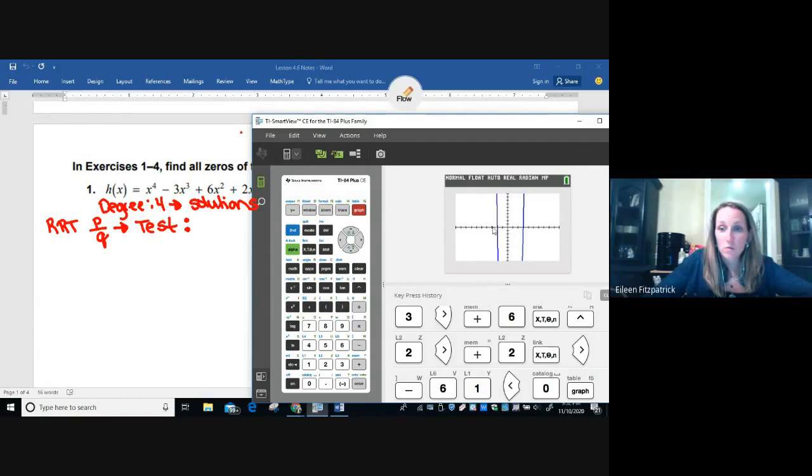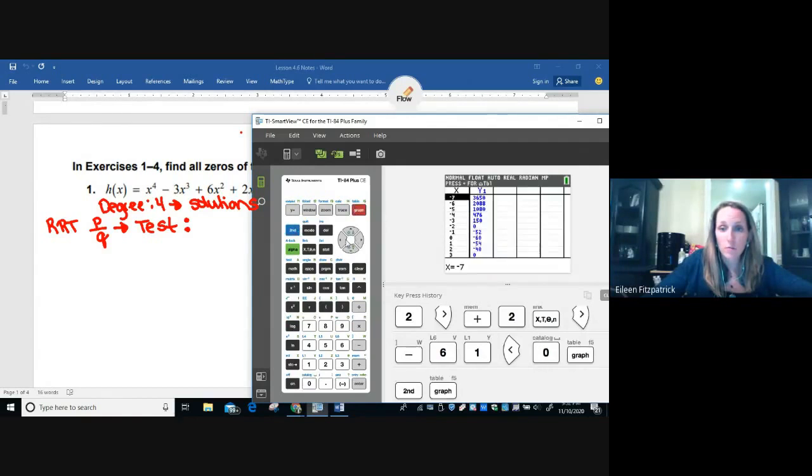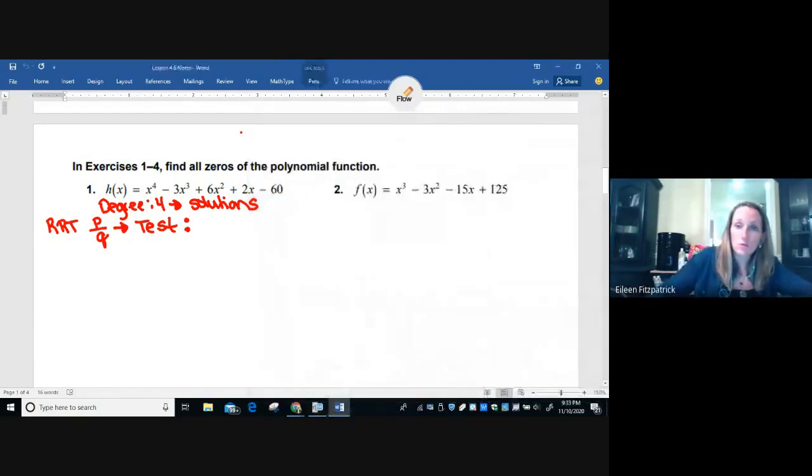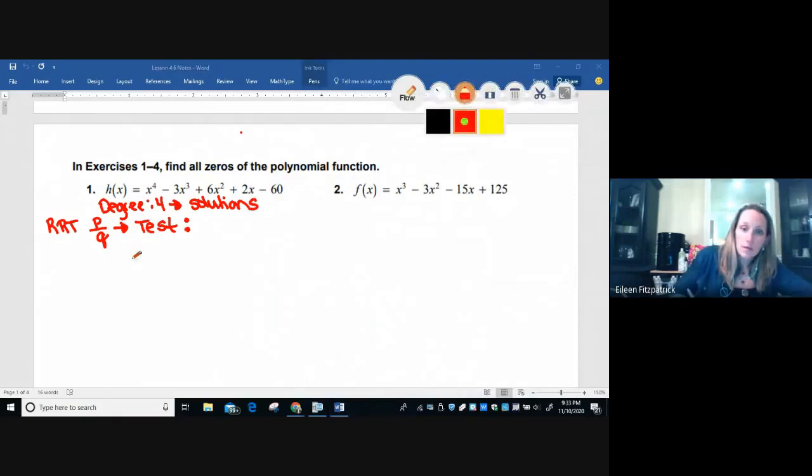All right, I can see it goes through the graph at 2 spots. I'm going to go to the table of values and look for what x value has a y value of 0. So -2 and 3. And you get to pick. You can pick -2 or 3 to do synthetic division with. All right, I'm going to use -2.